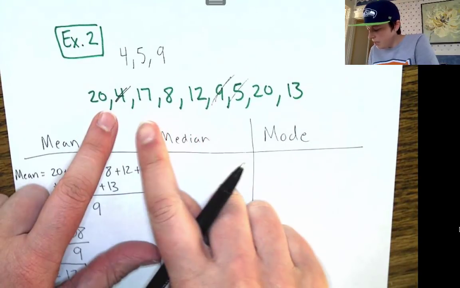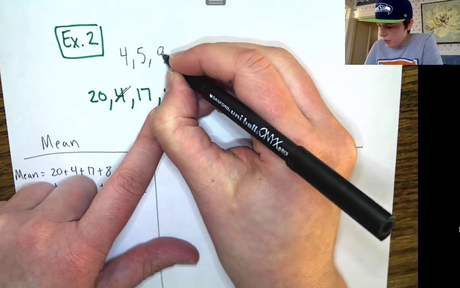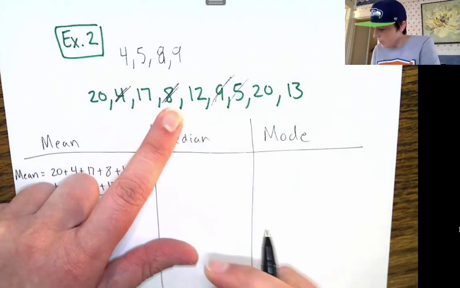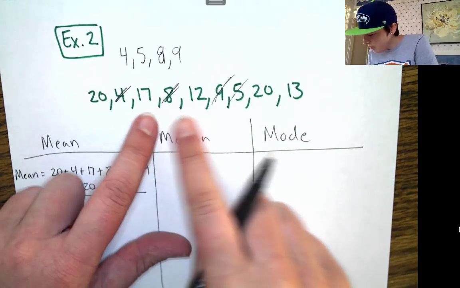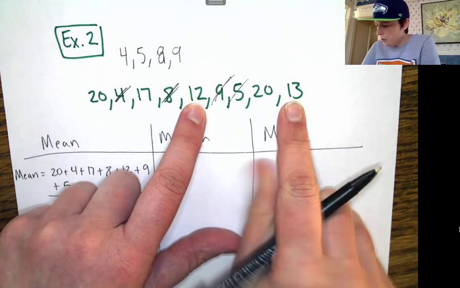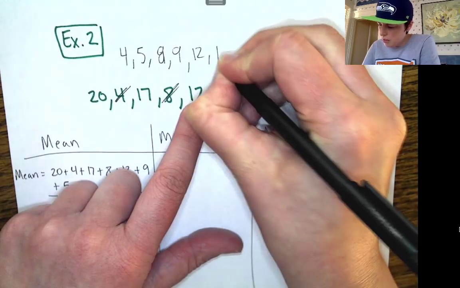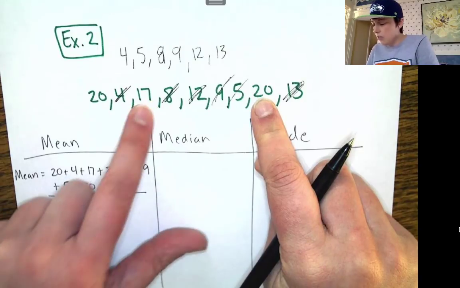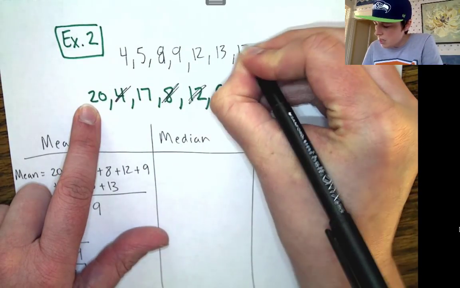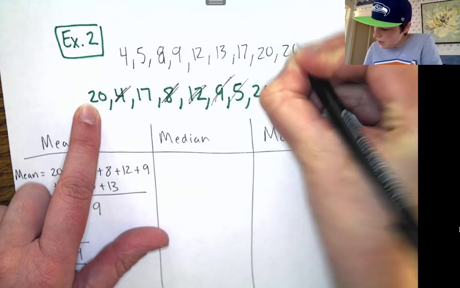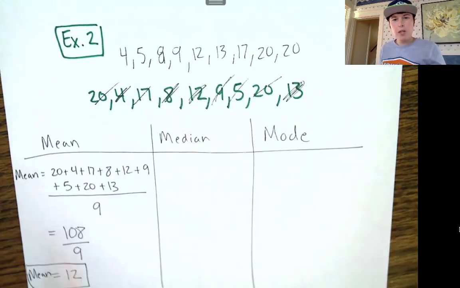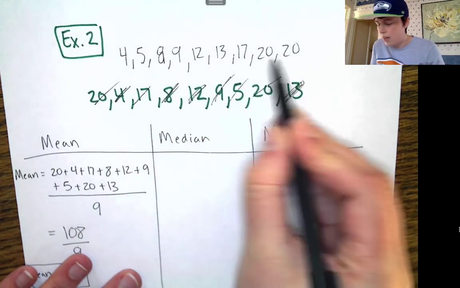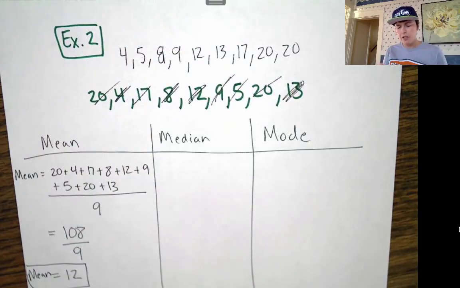Next smallest number, I see 8. Oh, 8 should have gone first. Here's 8, then 9. Good thing we caught that. So 8 and then 9. Next we have a 13 and a 12. So we better go 12 and then 13. Then I see this 20. I see a 17 and another 20. So I'm going to go 17 and then 20 and 20. And I think that is all my numbers. I can count them and check. 1, 2, 3, 4, 5, 6, 7, 8, 9. Awesome. Okay, so let's find that median.